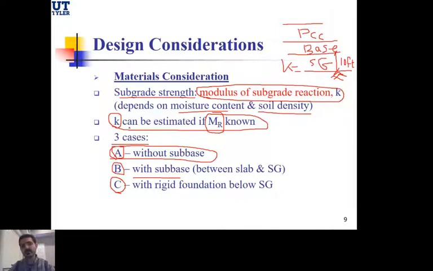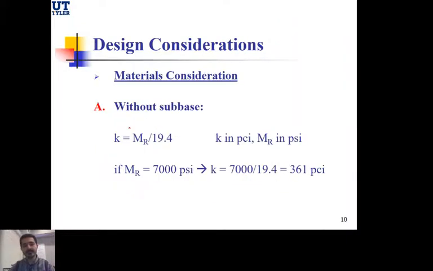So let's get going with the 3 cases. Let's start with the first case. The first case is the easiest. If I do not have a sub-base, then the K value can be estimated easily by this simple equation right here. The K value is simply the resilient modulus of the subgrade over 19.4. Again, it's a very empirical equation, but that's what we use.